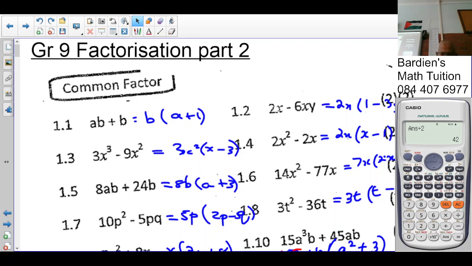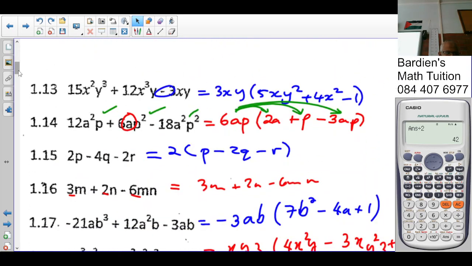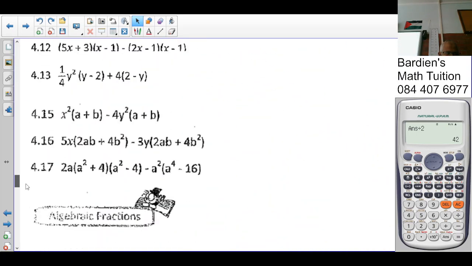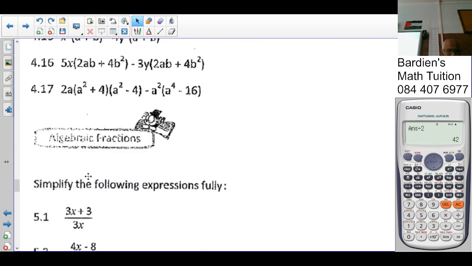Okay, good afternoon, class. So we had the last of the algebraic fractions to wrap up. Did I give you another paper for today? Or did I only give you the fraction homework? Okay, only that, okay.